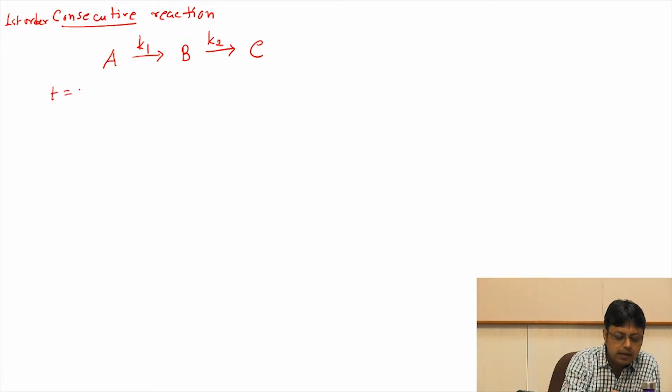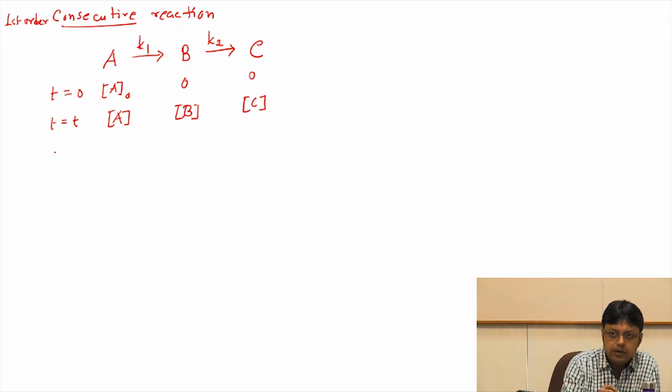Now at time t, again as before, let us say that we started with only A0, B was 0, C was 0. At some arbitrary time I have A, B and C. Now first thing first, let us consider dA/dt. Now dA/dt is very easy to figure out. Minus dA/dt will be nothing but K1 into A.